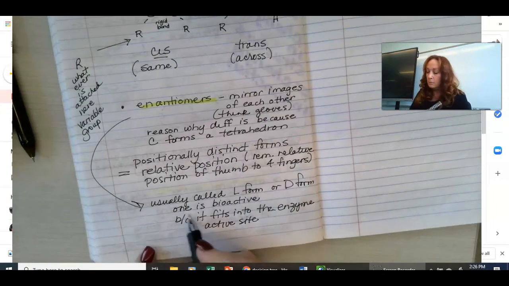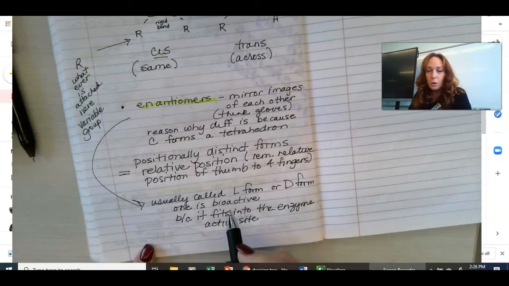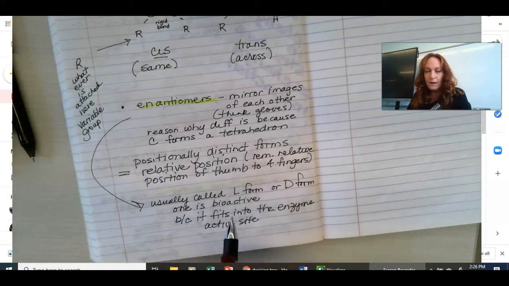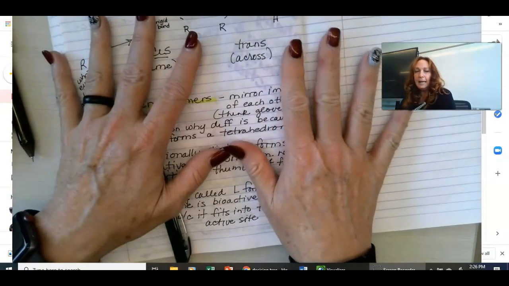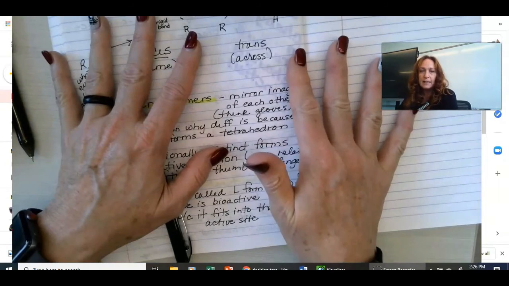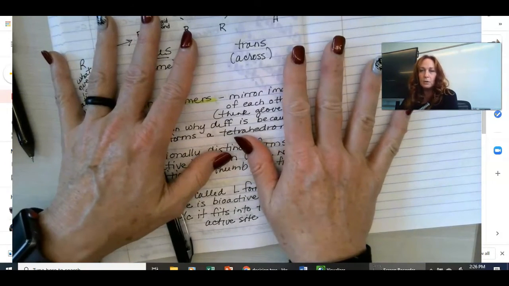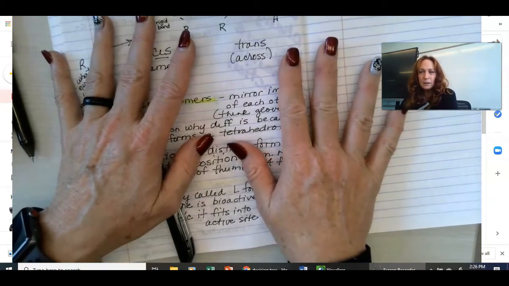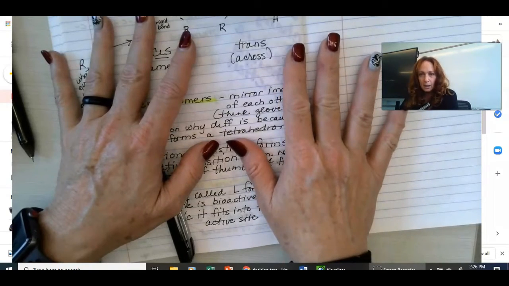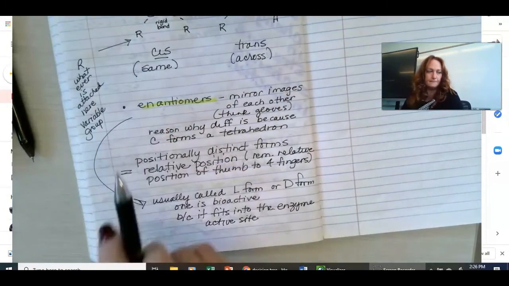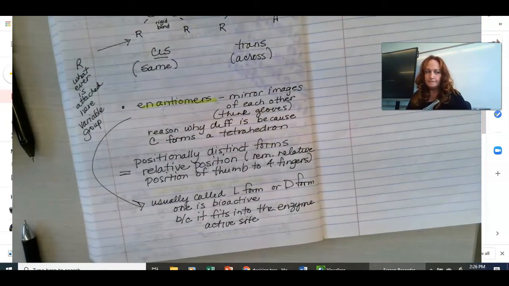So enzymes are only going to be able to work on one or the other, and that's going to be the one that's bioactive. But if you just manufacture them, you make them both, because the probability is the same. It'd be like if I made hands, the probability is exactly the same that my thumb went here or my thumb went here. But my hands are different, and so I couldn't put them in the same glove like the enzyme. We're good with that part?